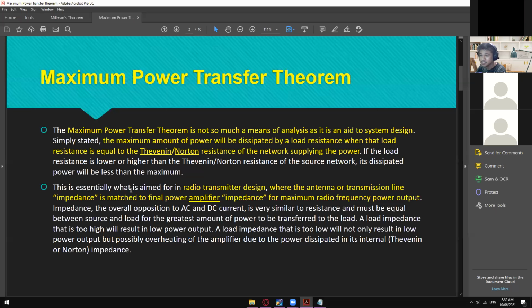So this is essentially what is aimed for in radio transmitter design, where the antenna or transmission line impedance is matched to the final power amplifier, or we call the impedance for maximum radio frequency power output. Impedance, the overall opposition to AC and DC current, is very similar to resistance and must be equal between source and load for the greatest amount of power to be transferred to the load.